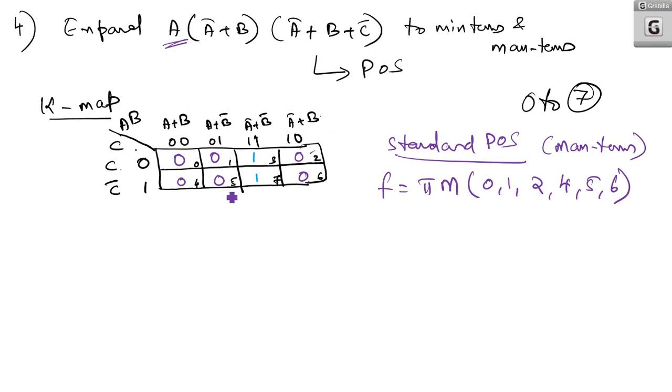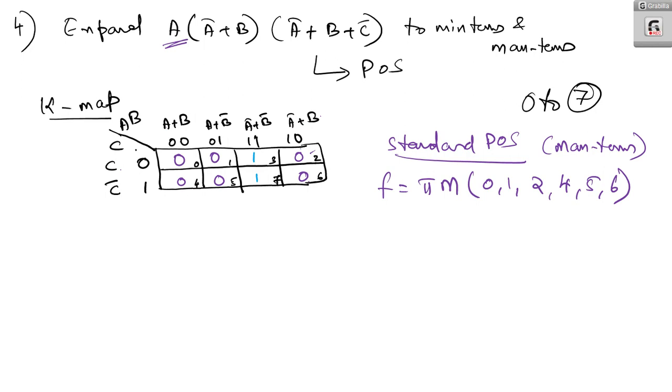So f is equal to pi M, you write 0 1 2 4 5 and 6. Yeah, 5 and 0. A bar or B or C bar, 5 is there. So pi M is sigma M 0 1 2 4 5 and 6. 0 is there, 1 is there, 2 is there.